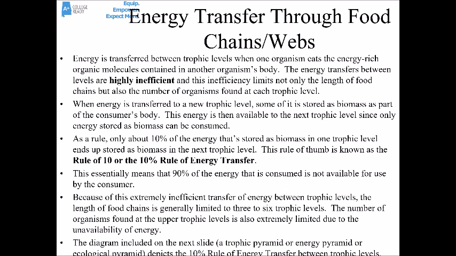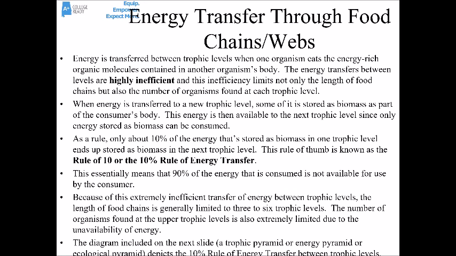When energy is transferred to a new trophic level, some of it is stored as biomass in the bodies of the consumers. This energy is then available to the next trophic level. Only energy stored as biomass can be consumed. So, as a rule, only about 10% of the energy that's stored as biomass in one trophic level ends up stored as biomass in the next trophic level. That rule of thumb, it's not always exact, is called the rule of 10 or the 10% rule of energy transfer.